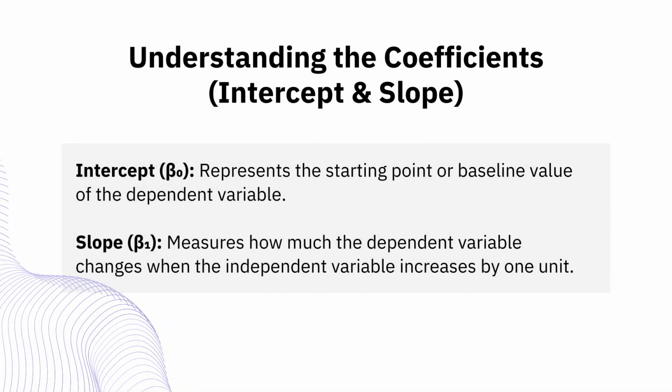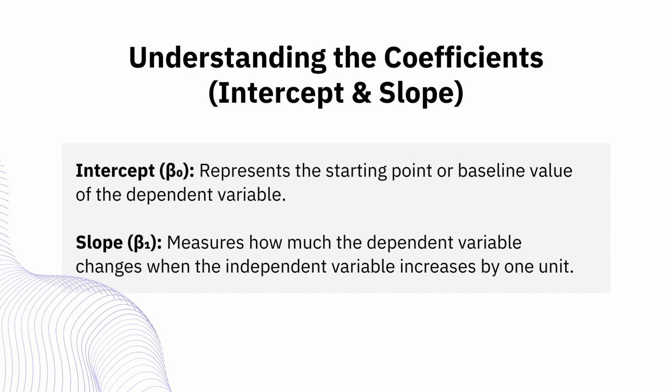Understanding the coefficients is crucial for interpreting your regression model. The intercept, beta 0, is the starting point for your predictions, while the slope, beta 1, quantifies the relationship between the variables. A positive slope means that as x increases, so does y, while a negative slope indicates that y decreases as x increases.